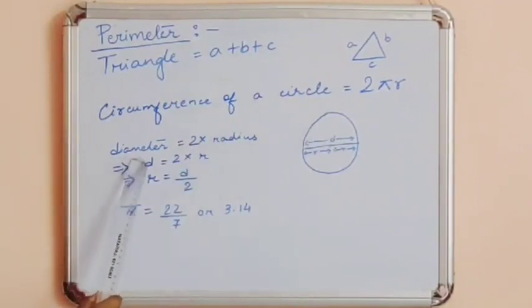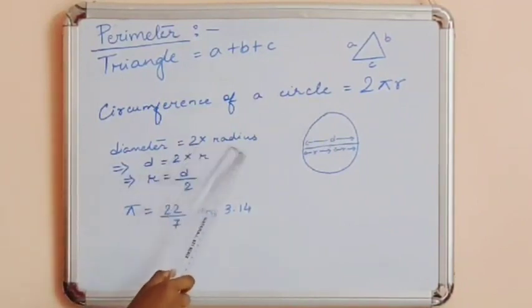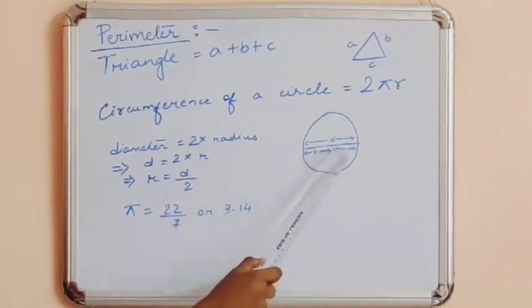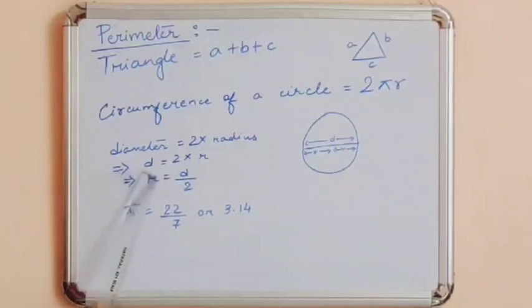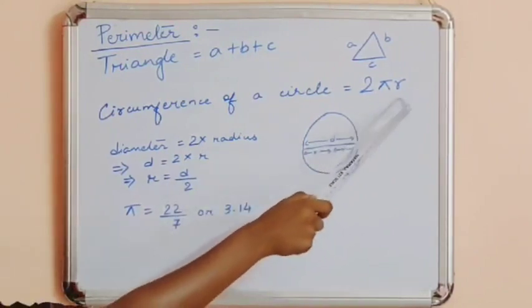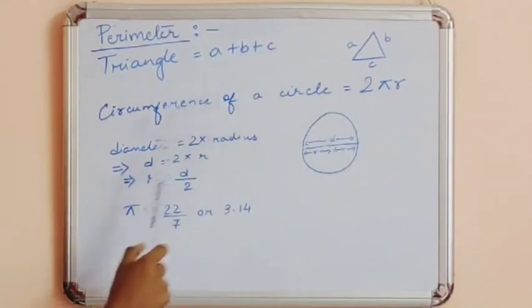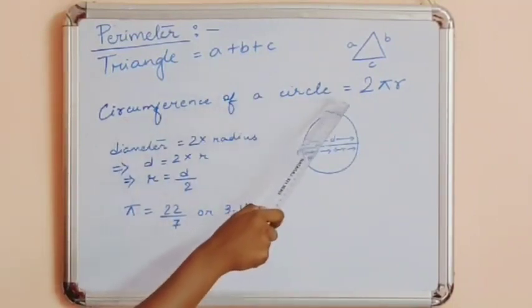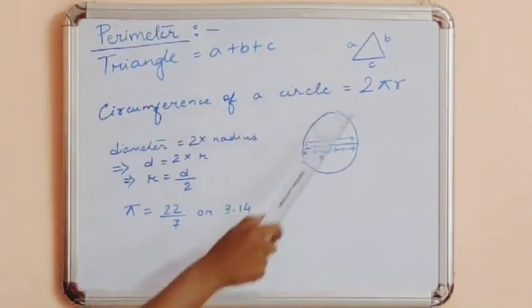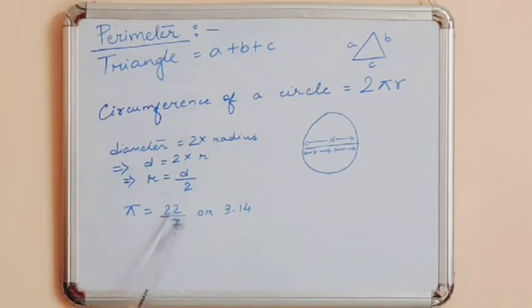So we can say diameter is equal to 2 into radius, because if we add up 2 radii, we'll get one single diameter. From here you can derive radius is equal to diameter by 2. You can simply put the value of radius here and calculate the circumference of the circle. Also remember that the value of pi is 22 by 7 or 3.14.